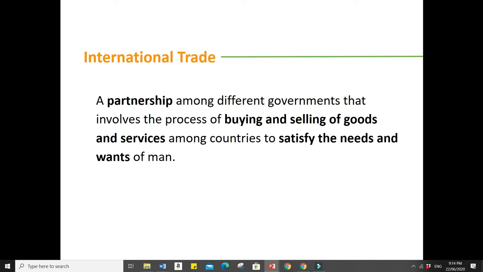When we speak of international trade, we're talking about the partnership among different governments that involves the process of buying and selling of goods and services among countries to satisfy the needs and wants of man. So the pure theory of international trade tends to answer two basic questions relating to international trade and factor movements. Basically, when we say international trade, it attempts to answer the following.